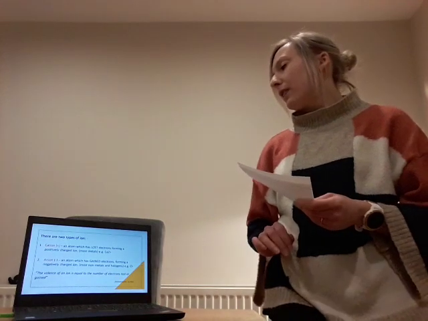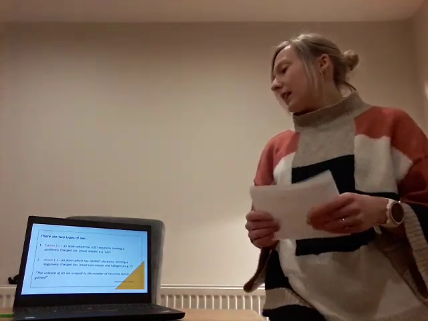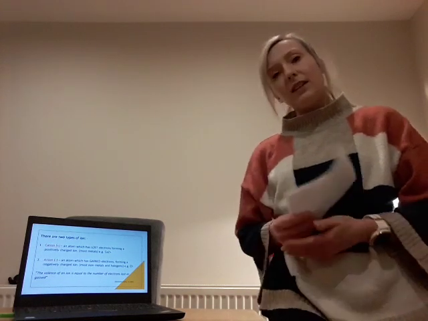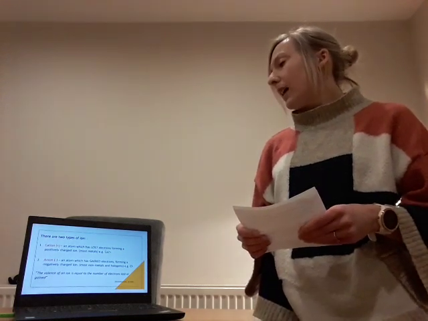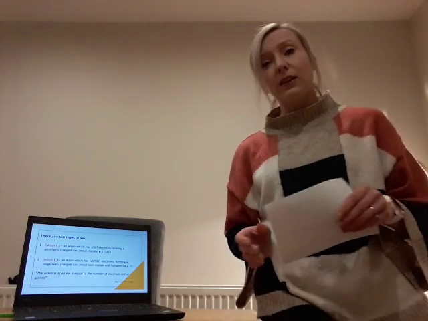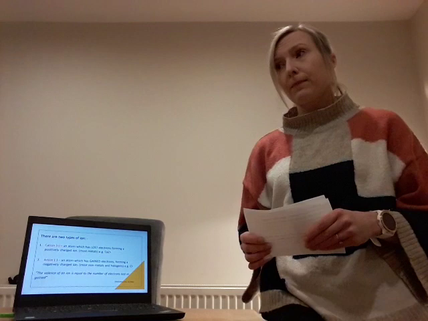There are two types of ion. A cation is an atom which has lost electrons, forming a positively charged ion. So these are indicated by the plus sign, for example, Ca2+. And most metals form cations because of their position within the periodic table and also their electron configuration.